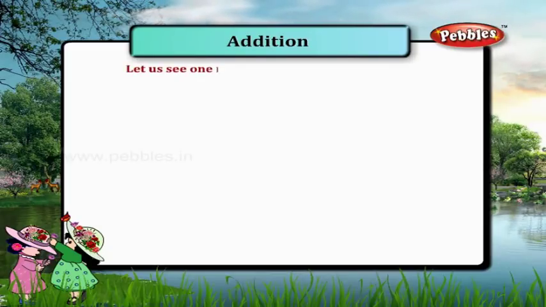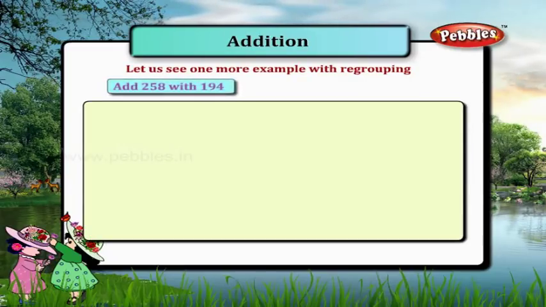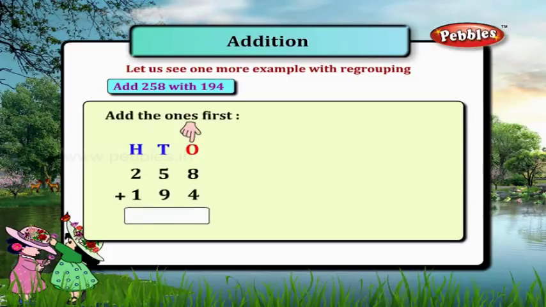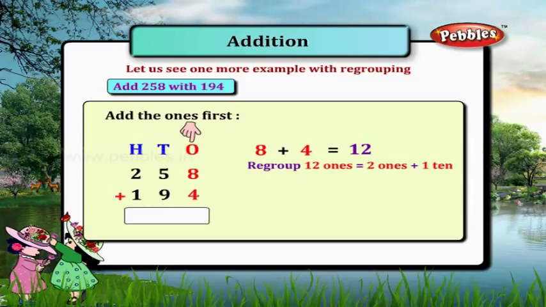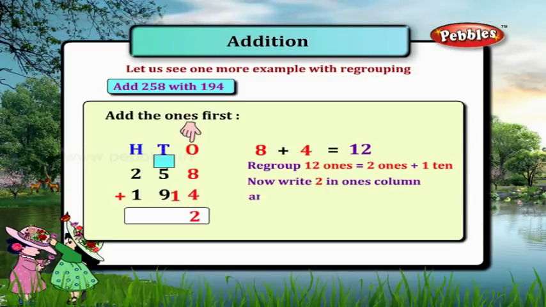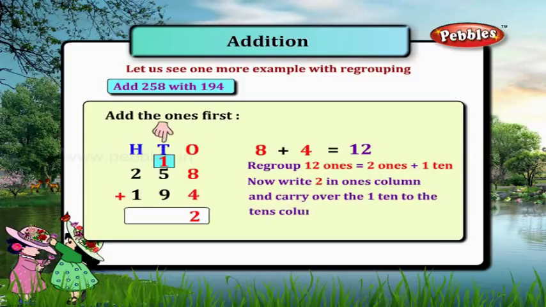Let us see one more example with regrouping. Add 258 with 194. Add the ones first. 8 plus 4 is equal to 12. Regroup 12 ones to 2 ones and 1 ten. Now write 2 in the ones column and carry over the 1 ten to the tens column.